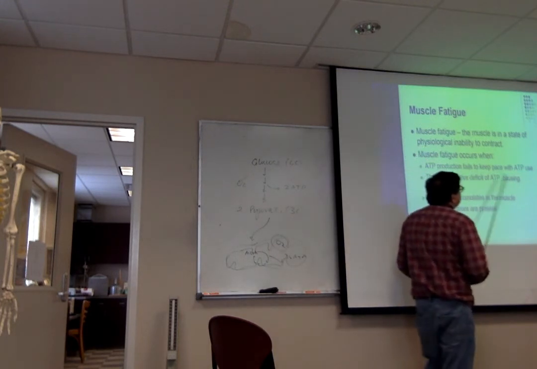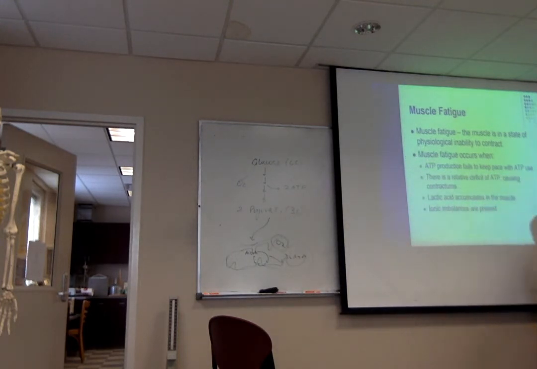That's because ATP production is starting to lag behind. It can't keep up with use. You develop a deficiency of ATP. Okay? Along with that, lactic acid is beginning to build up. As it builds up, that muscle is going to fatigue. You also develop imbalances of electrolytes that contribute to the muscle fatigue.